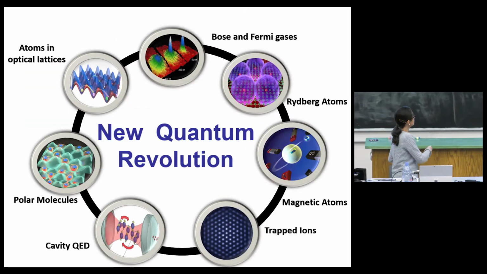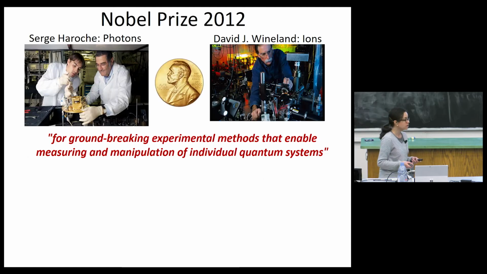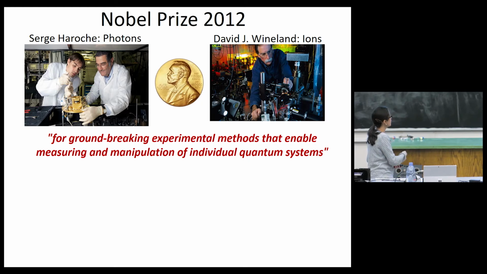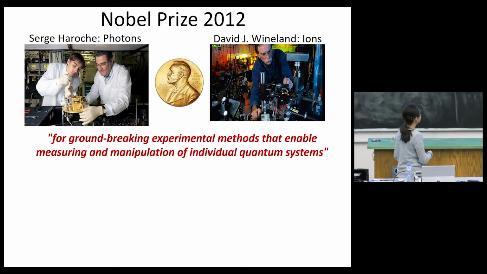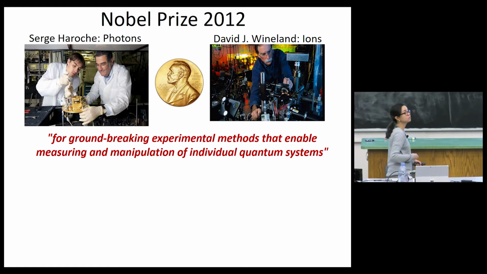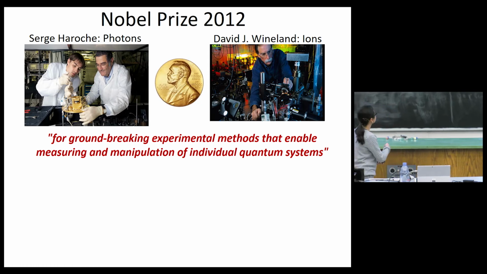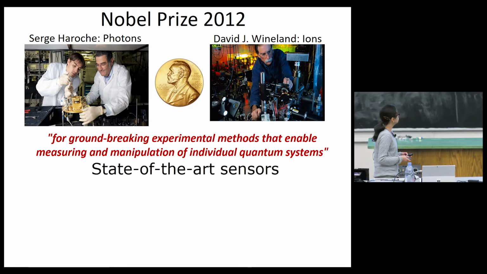So how is this control reflected in what we have done in the last couple of years? In 2012, for example, the Nobel Prize was given to Serge Haroche and David Wineland for groundbreaking experimental methods that enable measuring and manipulation of individual quantum systems. In the case of Dave, he was using ions. In the case of Serge Haroche, he was using photons. And what are the consequences of that?